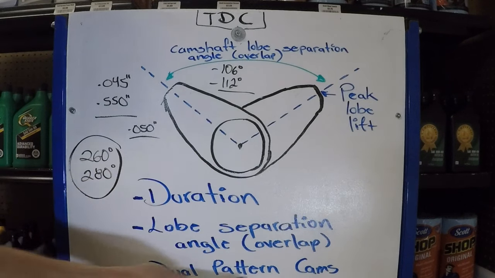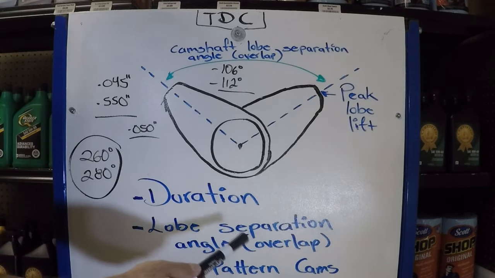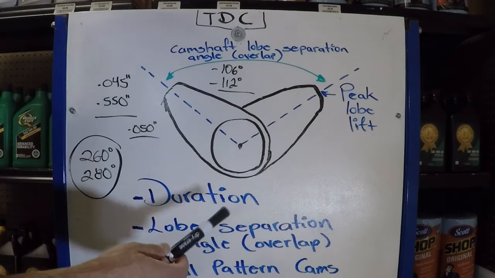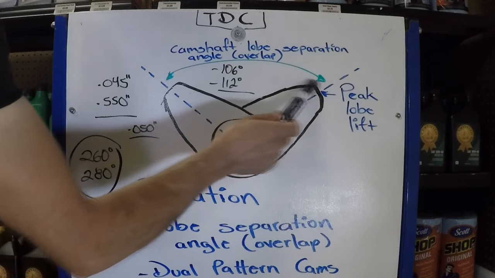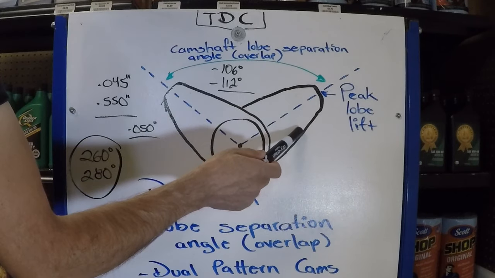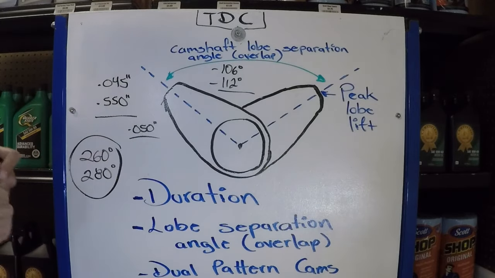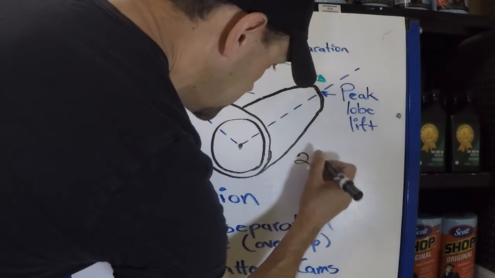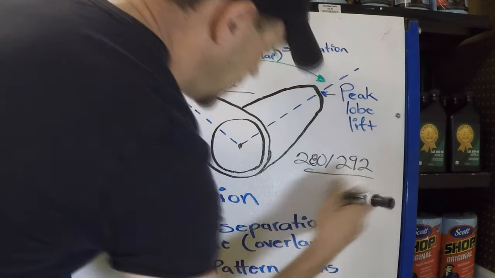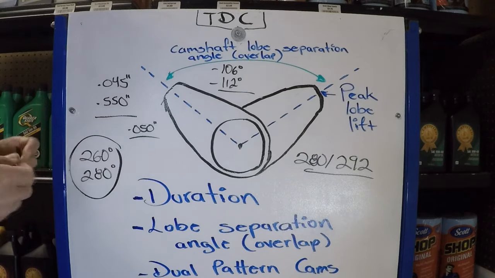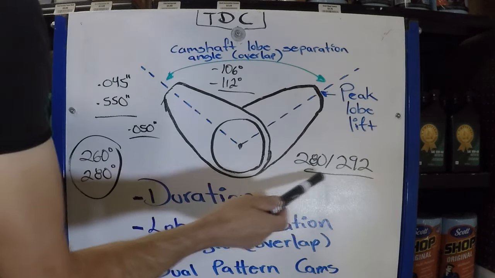Now let's move on to dual pattern camshafts. What is a dual pattern camshaft and why do they exist? A dual pattern camshaft is going to have different duration for the intake and exhaust valves. Usually the exhaust camshaft lobe is going to have a longer duration. So if you ever saw a spec on a camshaft that had 280, 292, just as an example, you're looking at a catalog and it's telling you the duration is 280, 292. And you're like, well, what is that supposed to mean?